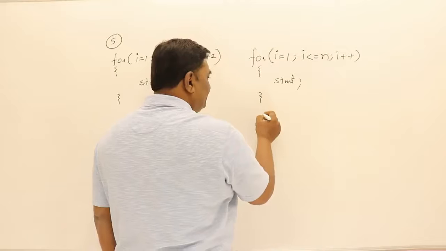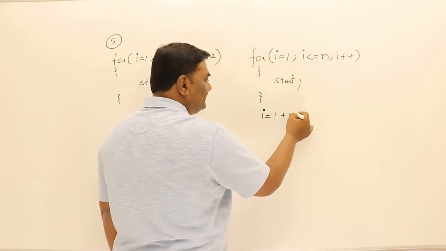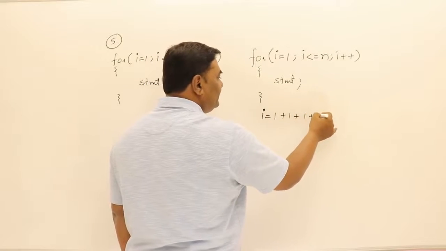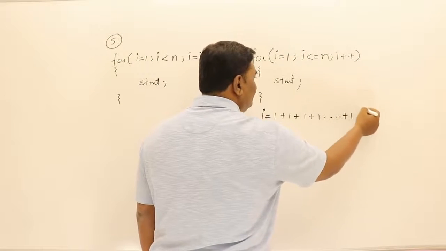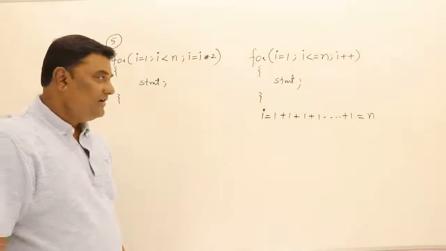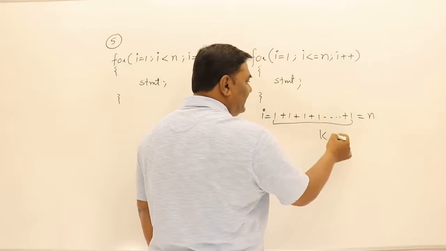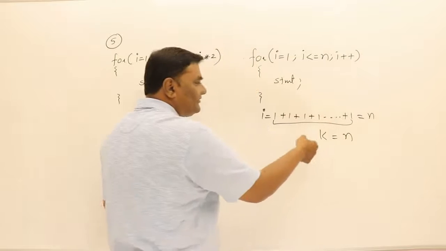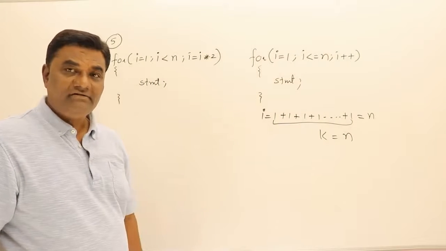See here, I is initially 1 and it is incrementing by 1, plus 1, then plus 1, then plus 1, goes on plus 1, and it will stop when finally it becomes greater than n, so up to n. So how many times is it getting added? Let us say k times, and that is equal to n. So how many times? K times. What is that k? It's equal to n.